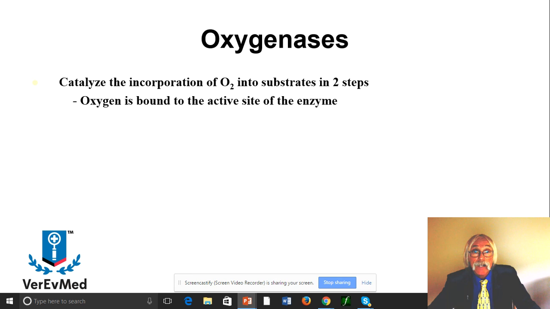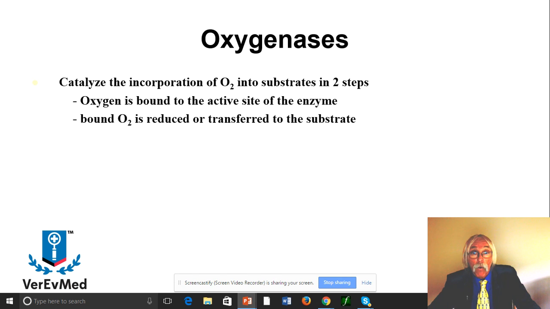Oxygen is bound to the active site of the enzyme. Usually there's going to be involved some kind of flavin nucleotide, or maybe an iron, or even sometimes a copper center, usually an iron heme. It binds oxygen and reduces it, and that process is associated with transferring the oxygen to the substrate.